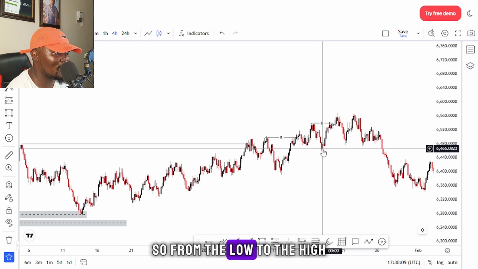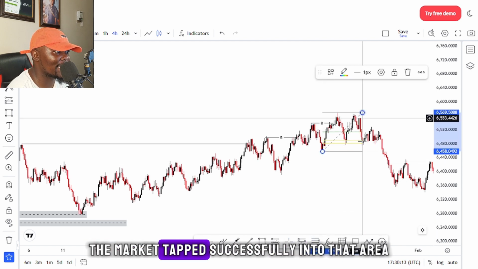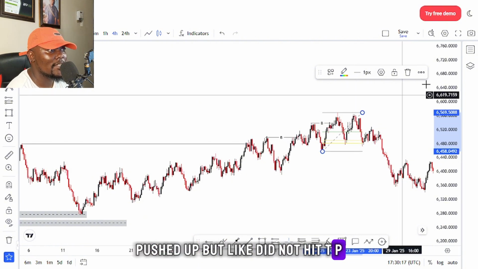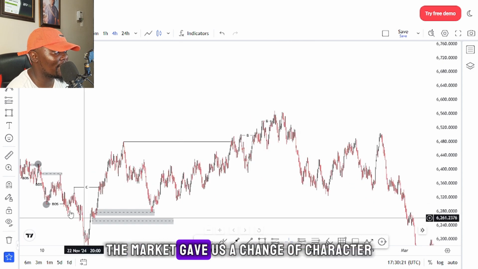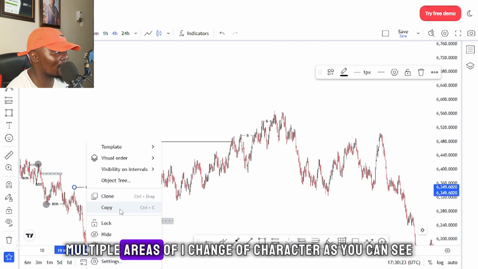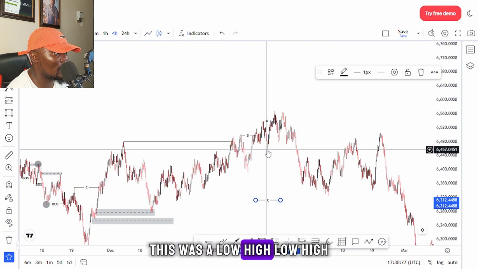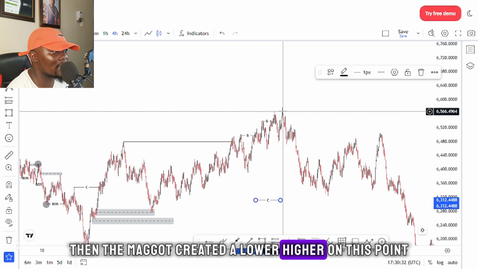So from the low to the high, obviously we look for our buys. As you can see, the market tapped successfully into that area, pushed up, but did not hit TP. So now we leave that trade. So as you can see right there, the market gave us a change of character, multiple areas of change of character. As you can see, this was a low, high, low, high, then lower high, then the market created a lower high around this point.